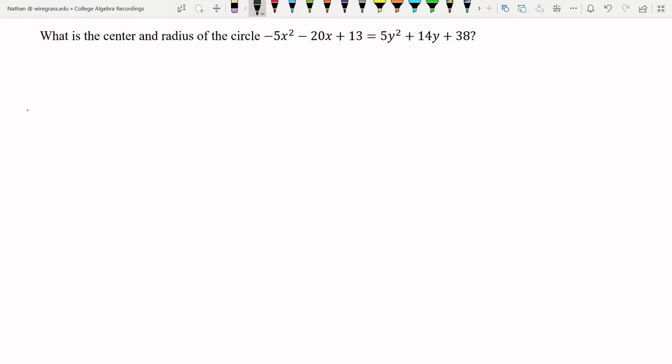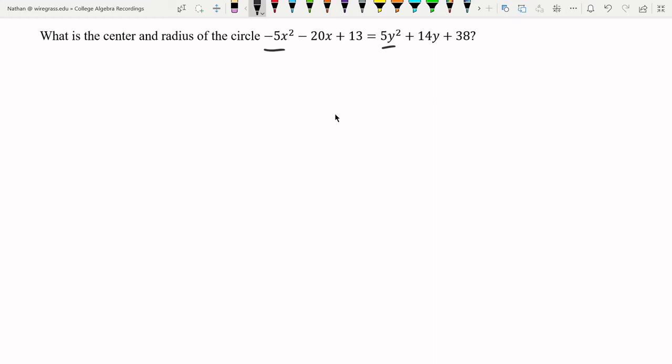All right, for this equation, it's going to be a little bit different because we have a number in front of the x and the y term. But the process is going to be very much the same. There are extra steps we're going to have to take, however.